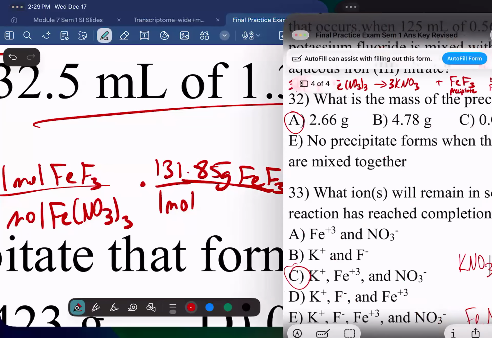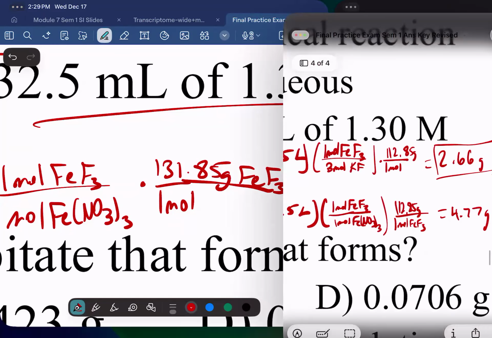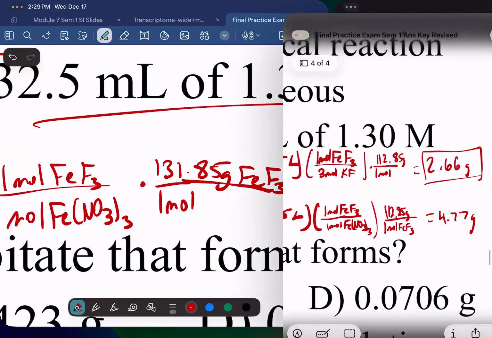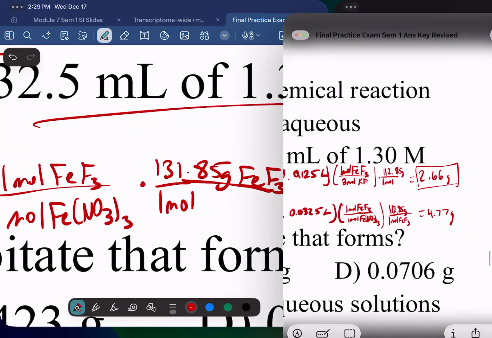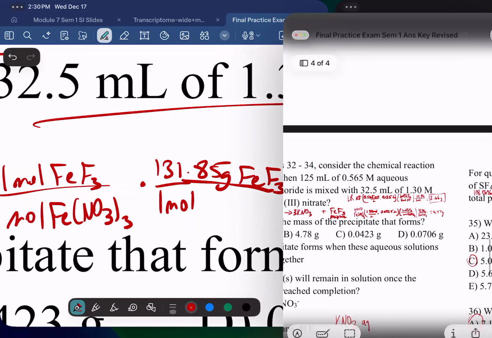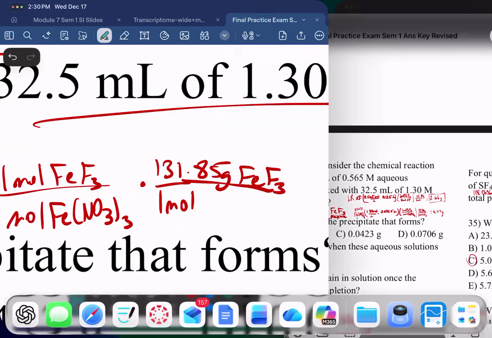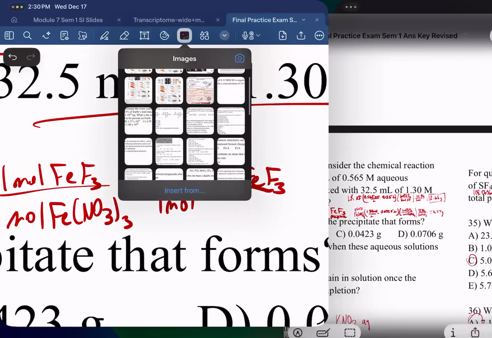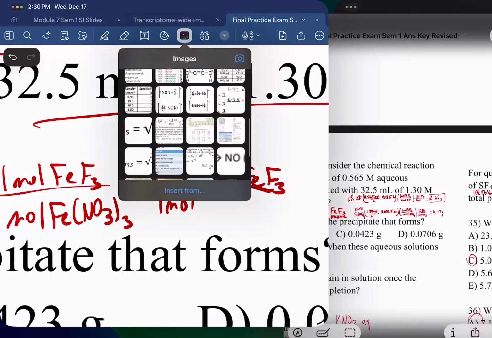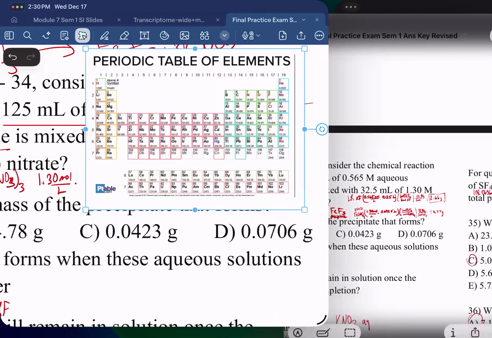Yeah, I'll just check it. Let's see. Iron 3 fluoride, 112.8. Did I write that right? When in doubt, look at the periodic table. Let's see, where's the periodic table? Iron, 55.85. Yeah. Okay, it should be around that.